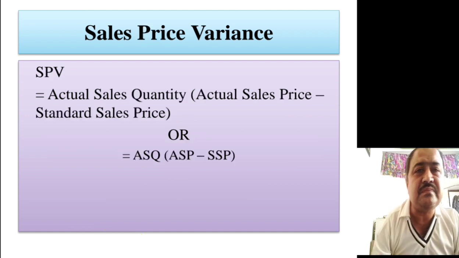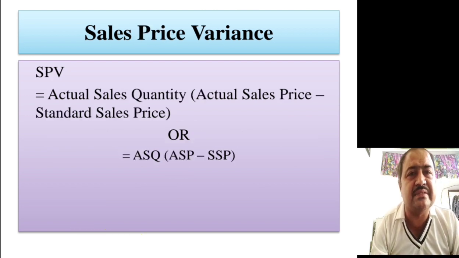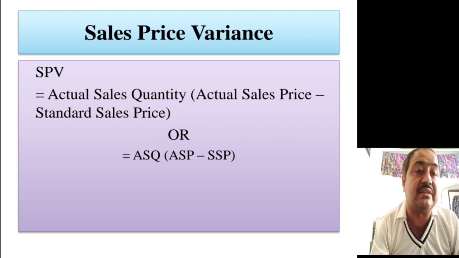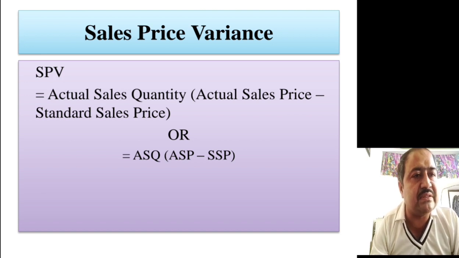Now second is sales price variance: actual sales quantity into bracket actual sales price minus standard sales price. Here the most important thing is that actual is put first in the bracket and then standard. Normally in the cost variances, standard is put first and then actual. Otherwise the formulas are the same as the material variance and labor variances. If you are able to remember those formulas, this formula can also be remembered very easily.